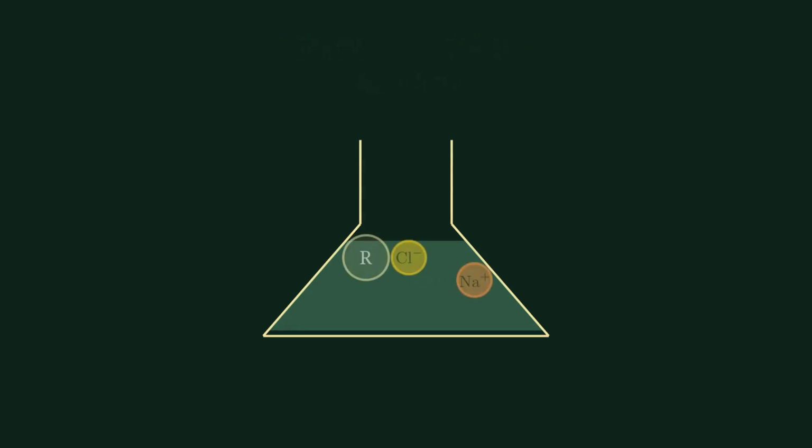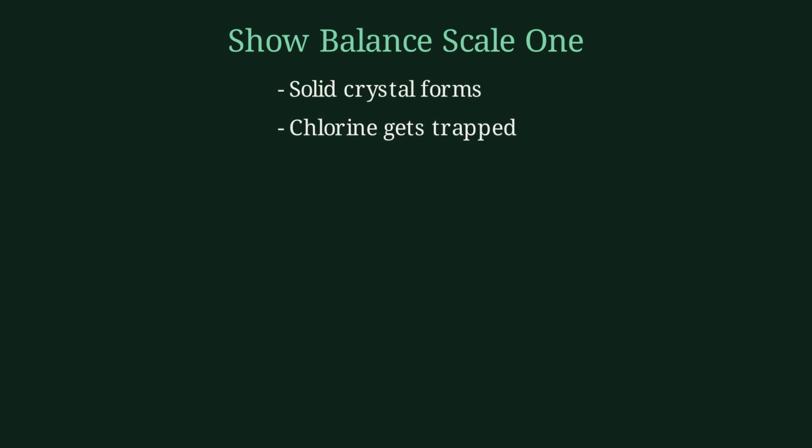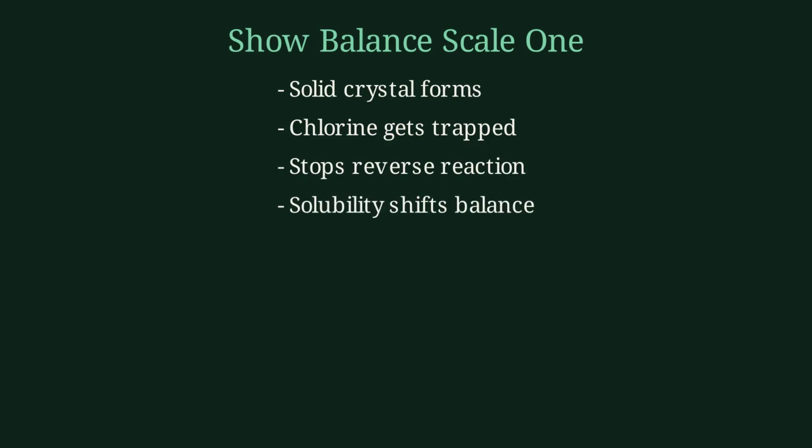Watch what happens as the reaction proceeds. As soon as a chlorine atom is kicked off, it finds a sodium ion and immediately precipitates out of the solution as a solid salt. It literally falls to the bottom of the flask. Because that chlorine is now trapped in a solid crystal, it's no longer available to attack the carbon and reverse the reaction. By using a simple trick of solubility, we've effectively tilted the scales of the universe.